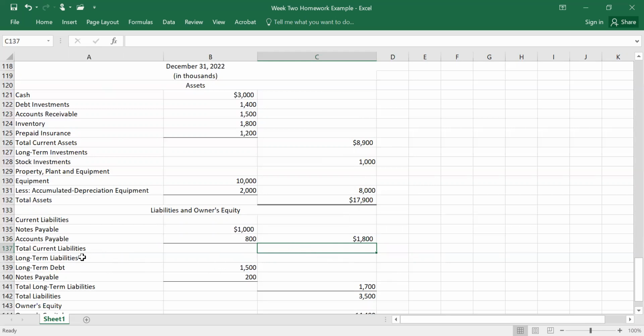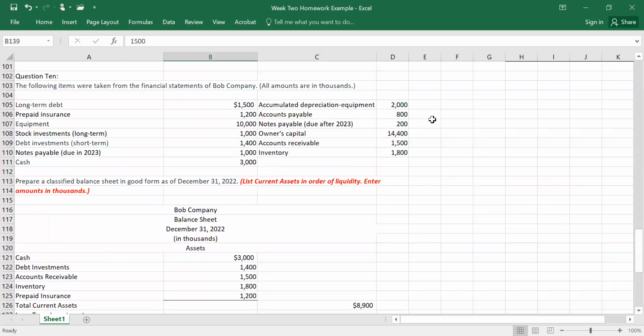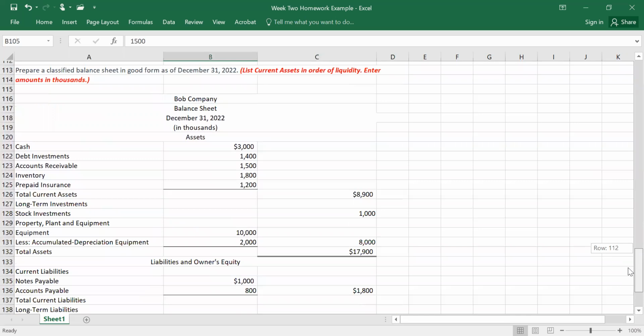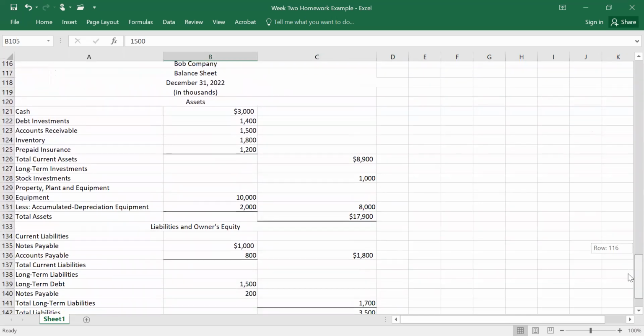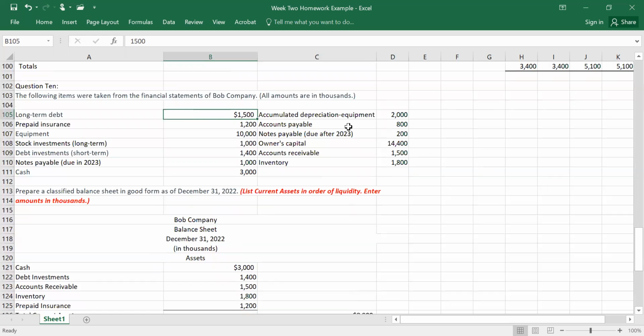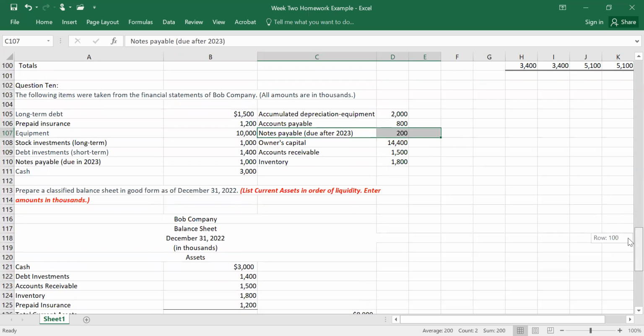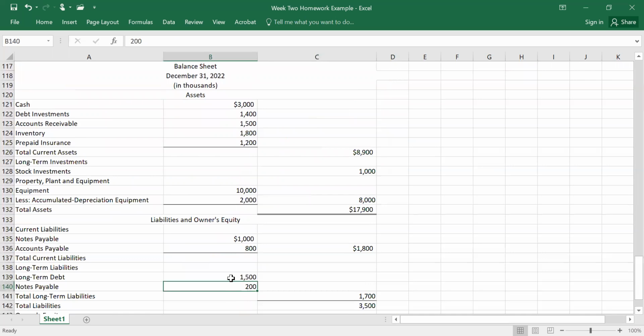We then have our long-term liabilities. We have long-term debt of 1,500, which is right there. We then have notes payable of 200. If you see here, this is notes payable due after 2023. So that means it's a long-term note payable. It's not due in the next 12 months, it's due in more than 12 months. So we're going to add that next. And if we add the 1,500 and 200 together, it's 1,700. Total long-term liabilities are 1,700.